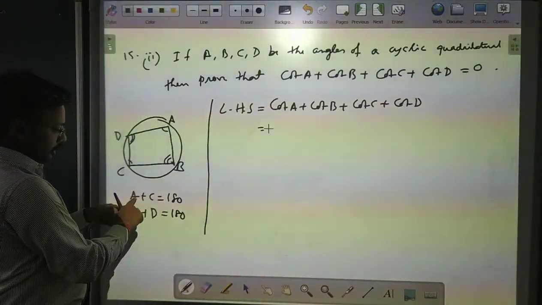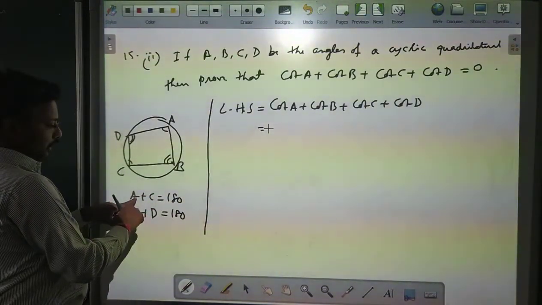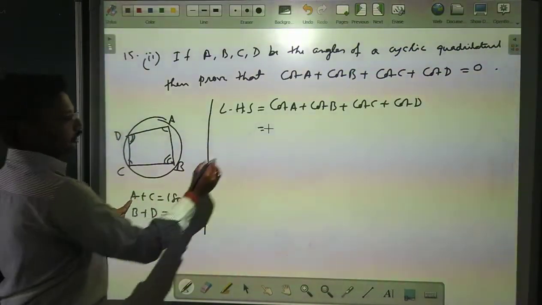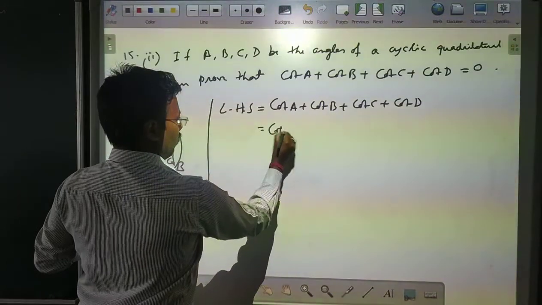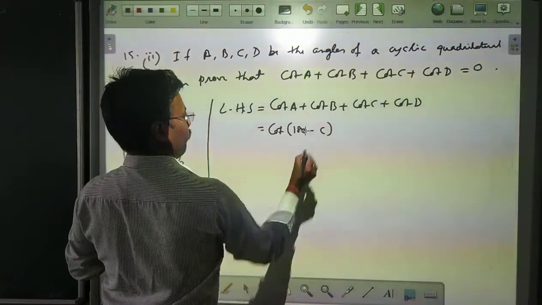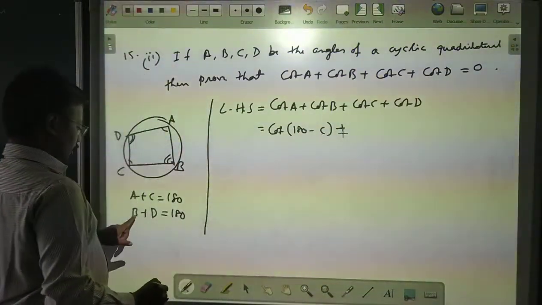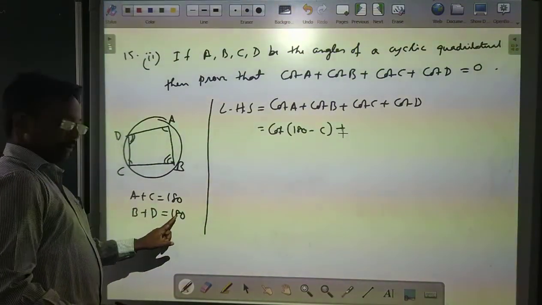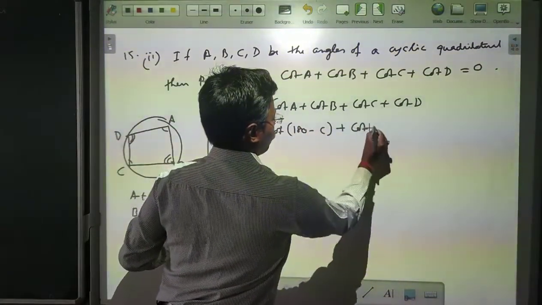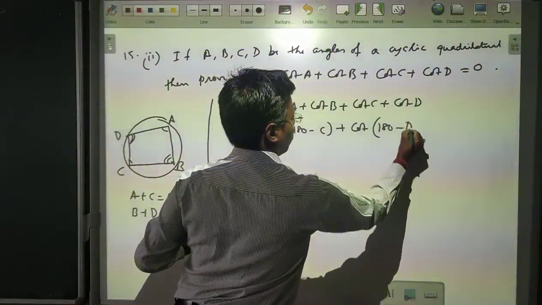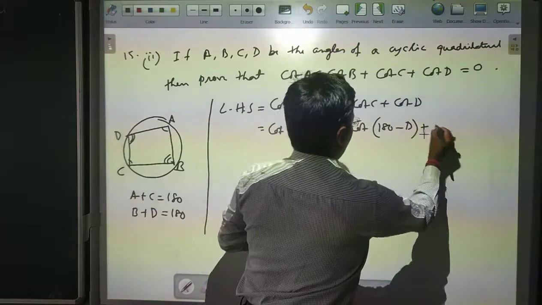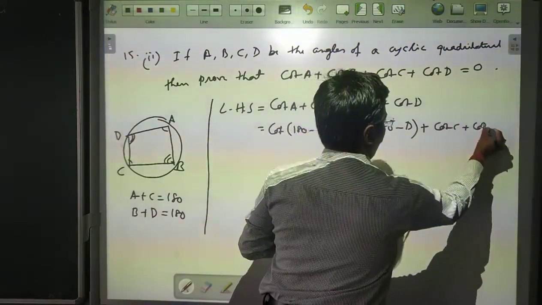So if you look at this, A plus C is equal to 180. So easily we can get the value of either A or C. If you want to find A, then you get 180 minus C. So in place of A, we write 180 minus C, plus, now we have one more condition, B plus D is equal to 180. So B is 180 minus D. Therefore, in place of B, we can write 180 minus D. Now, the remaining two terms remain the same. So, cot C plus cot D.